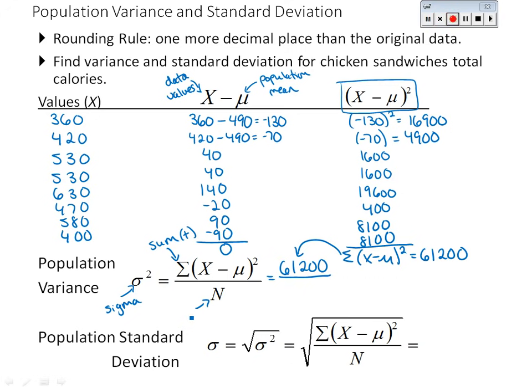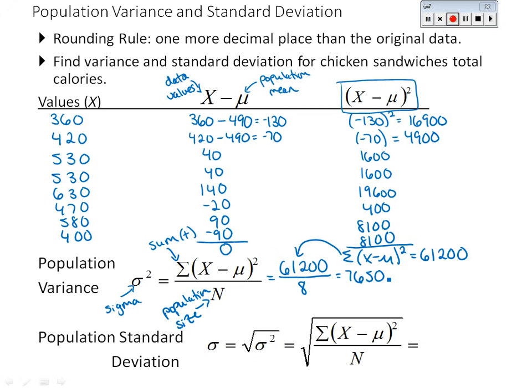The capital N is just your population size. That's all the capital N is. Population size, simply how many data values are there in your population, or how many objects are in your population. And in this case, we have 8. We do a little division, 7,650.